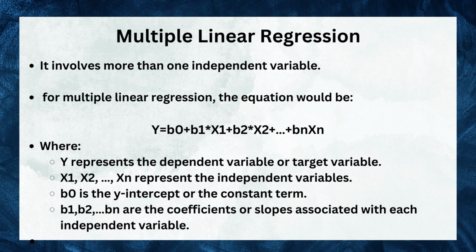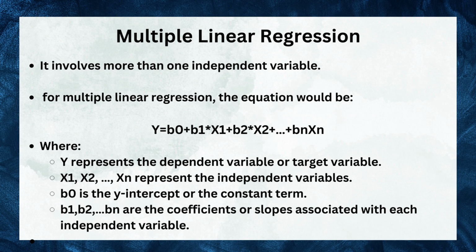Multiple linear regression. Multiple linear regression involves more than one independent variable. For multiple linear regression, the equation would be y = b0 + b1x1 + b2x2 and so on up till bnxn, where y represents the dependent variable or target variable. x1, x2 till xn represent the independent variables. b0 is the y-intercept or the constant term. b1, b2 up till bn are the coefficients or slopes associated with each independent variable.